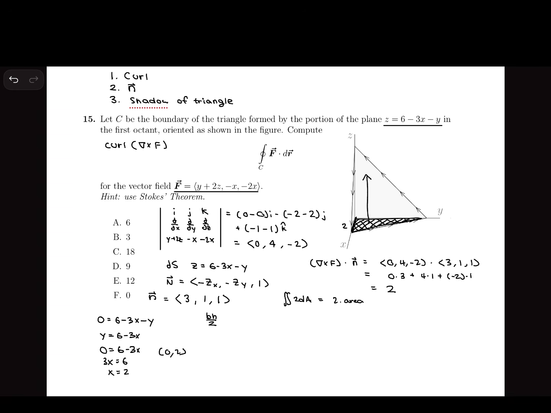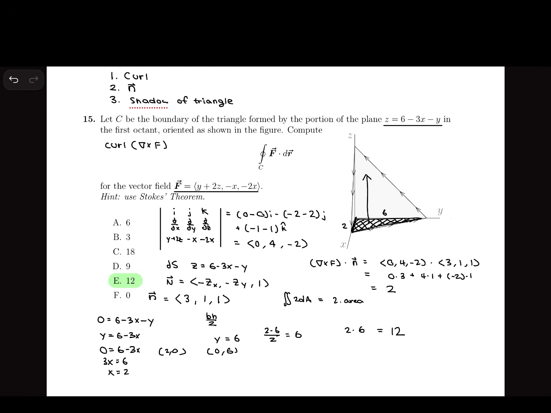Now I have to find the height. That's when x is equal to 0. So now we know that y is just equal to 6 because x is 0. So now we know that the second intercept is at (0, 6). So we know that this height is 6. In order to find the area of this triangle, you just do 2 times 6 over 2, which gets you 6. And then in order to finally finish out this question, you simply just do 2 times 6, which is the area, which gets you the answer choice 12.